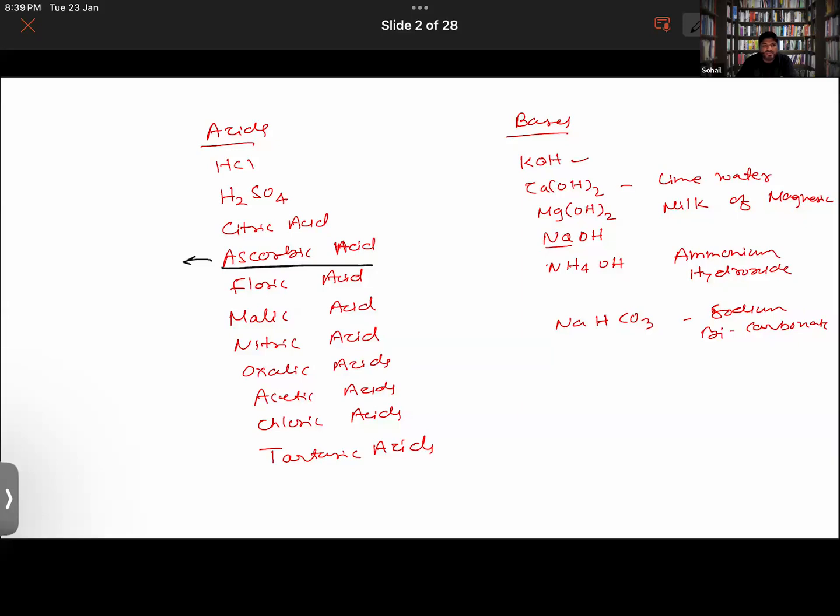Citric acid is found in citrus fruits, and in citrus fruit, ascorbic acid is also found, which is rich in vitamin C. So you have like amla. Apple is also there. In apple also it is found. Like in the sting of ants, which acid is found? Very good. In the ant's sting, formic acid is found.